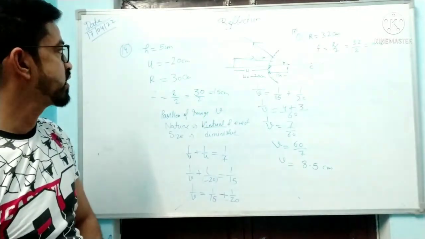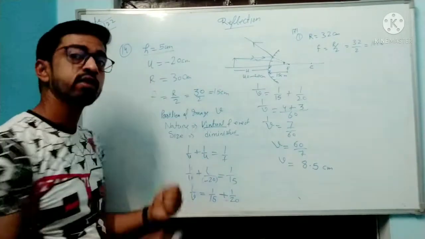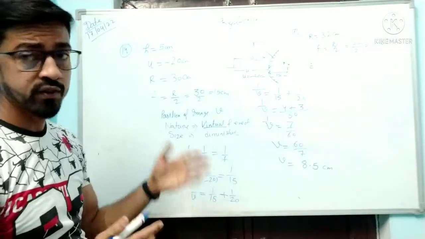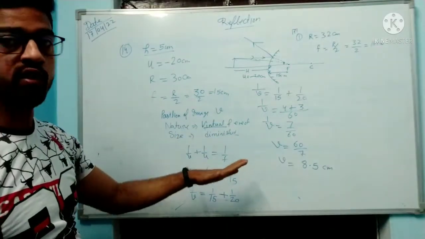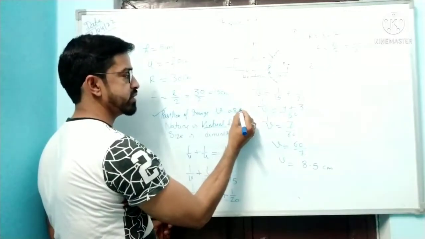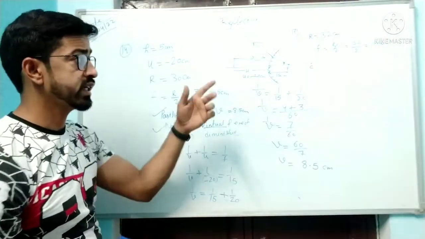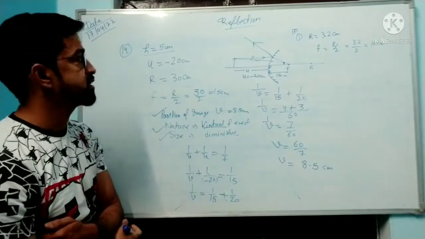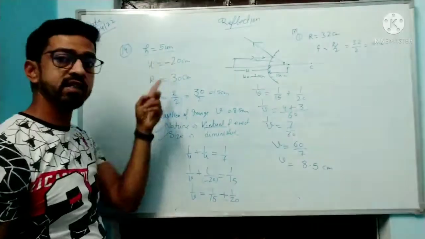So we can find it also, the height, because height of object is given. So we need to find h dash also. So till here we find the position of image: V is equal to 8.5 centimeter. Nature: virtual, erect, it is upward. Size is diminished. Size means your value comes less than 5.